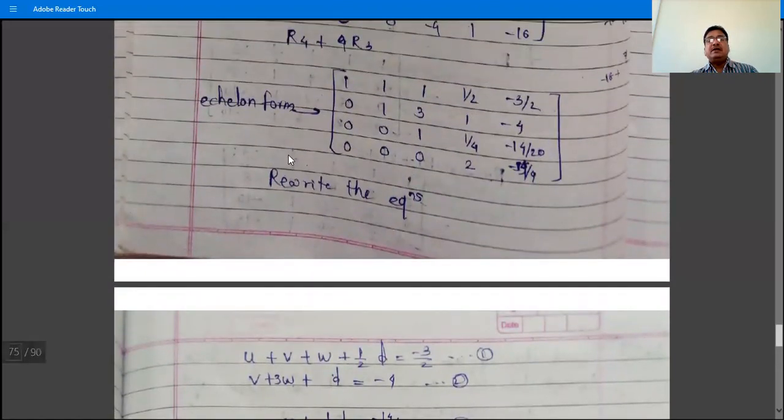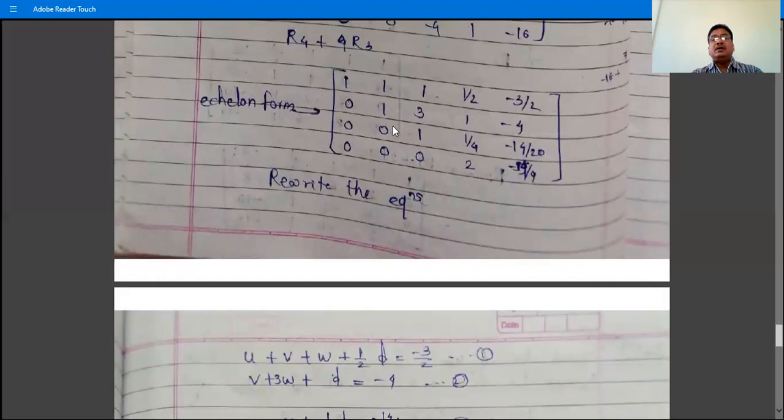So when we say the matrix is in echelon form, in every row, the first non-zero element is 1. If you observe the first row, the first non-zero element is 1. If you observe the second row, the first non-zero element is 1. If you observe the third row or fourth row, the first non-zero element is 1. And this one is called the leading one.